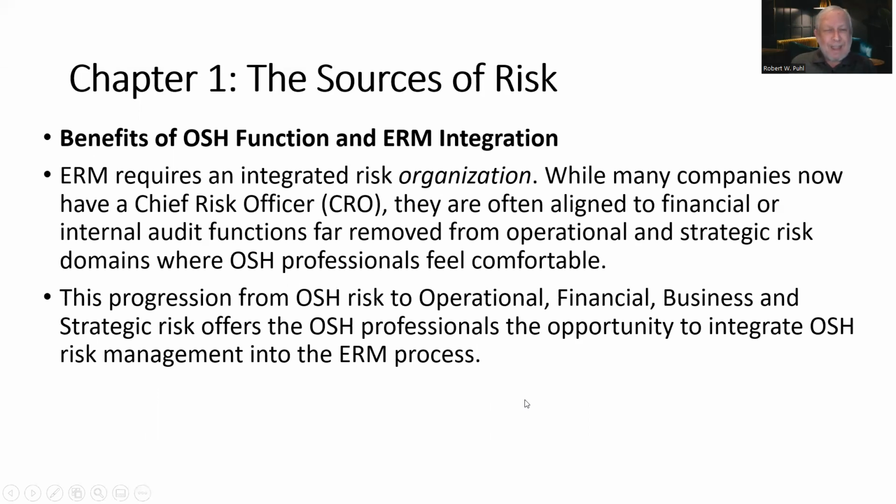Benefits of OSH function and ERM integration. ERM requires an integrated risk organization. While many companies now have a chief risk officer, they are often aligned to financial or internal audit functions far removed from operational and strategic risk domains where OSH professionals feel comfortable. This progression from OSH risk to operational, financial, business, and strategic risk offers occupational safety and health professionals the opportunity to integrate occupational safety and health risk management into the enterprise risk management process.